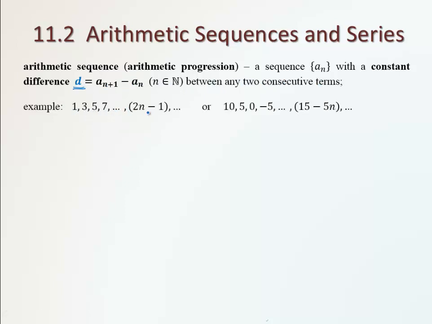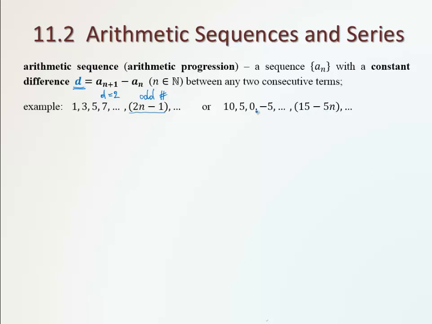And here we have two examples of such a sequence. All odd numbers: 1, 3, 5, 7. The general term of an odd number is 2n minus 1, because the expression 2n guarantees that we have an even number, and then if we subtract 1, that becomes an odd number. So in this example, the common difference is just 2. Any two consecutive terms differ by 2.